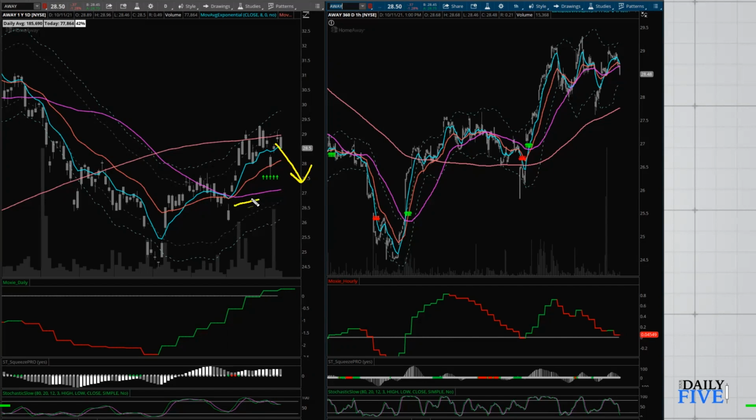And notice that the daily 50 is starting to trend up. The Moxie indicator is above zero. All that's looking pretty good. So if it does come down there, I'd like to see if it actually holds it. But for right now, it's getting resistance here.